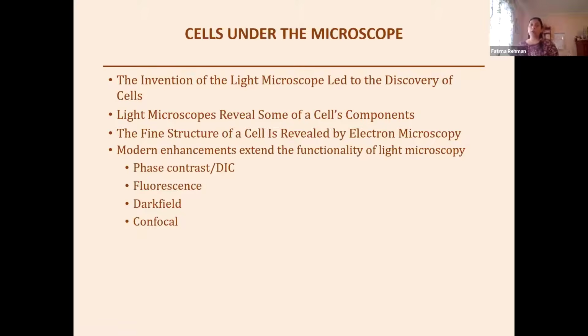On top of that, we've had a lot of other modern enhancements to extend the functionality both of light microscopy as well as electron microscopy. Some of the ones that are specific for light microscopy are being able to look at different phases of the cell, so-called phase contrast, to look at the various structures inside. To be able to employ fluorescence, so we can make fluorescence probes to tag specific parts of the cell and then examine those. To look at dark field or to look at confocal, where we can create a 3D structure of the cell.